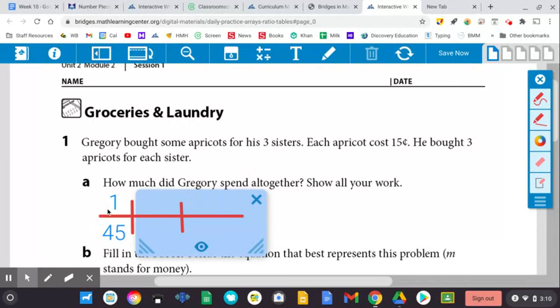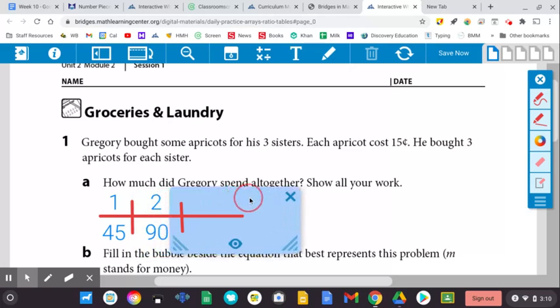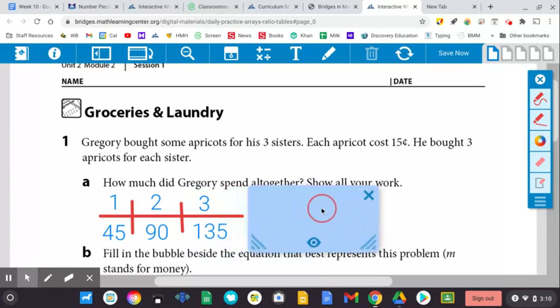However, he didn't have just one sister, he had 3 sisters. So if we don't know how to multiply 3 times 45, we can work it out on a ratio table. So think about it. When we double that, 45 doubled is 90. Now remember, we want to get to 3, so 1 plus 2 equals 3. So we simply add 45 plus 90 to get our 135.